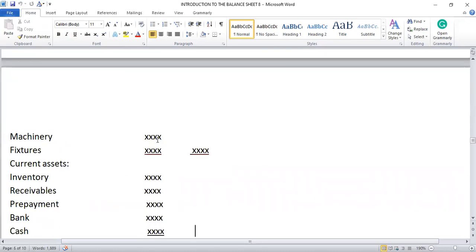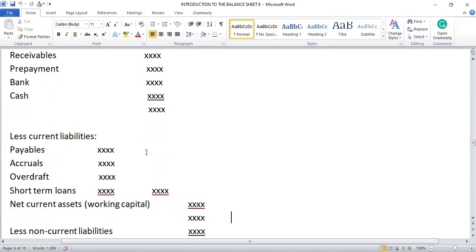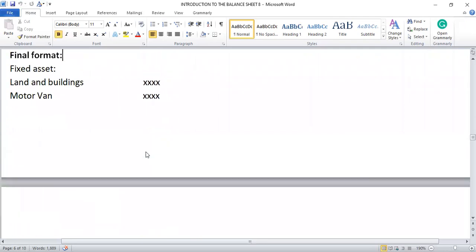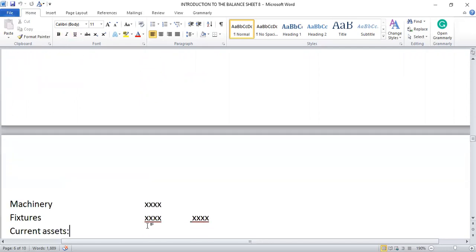Then you have machinery, the amount is here. Fixed assets, fixtures, the amount is here. Then you add up all your fixed assets. You add up all of them. That's all to get a figure.